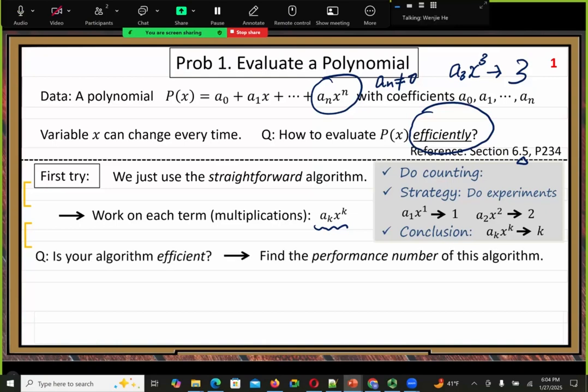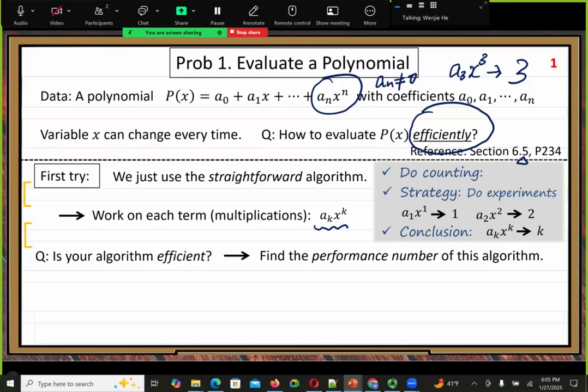The question: but is your algorithm efficient? If you do it this way, each term gets that number of multiplications, but you need to accumulate all the multiplications.